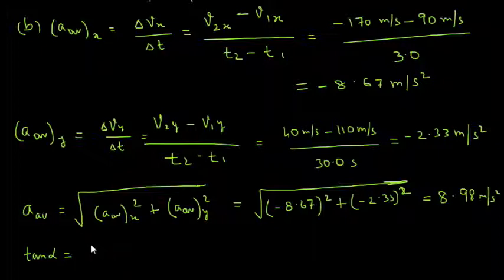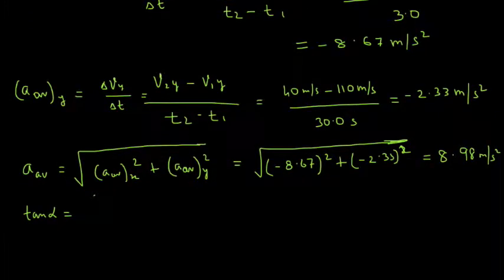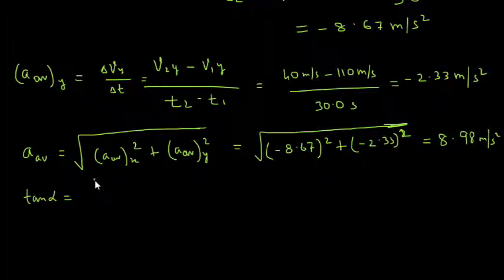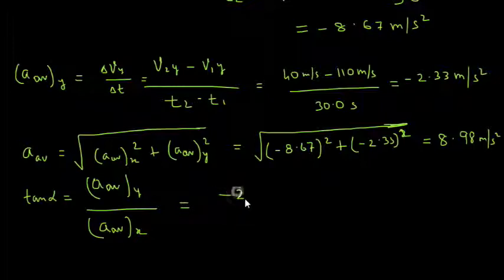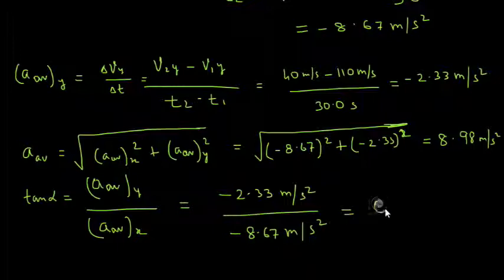So tan alpha is equal to, we can write, average acceleration of y component upon average acceleration of x component, which is equal to minus 2.33 meter per second square upon minus 8.67 meter per second square, which is equal to 0.269.